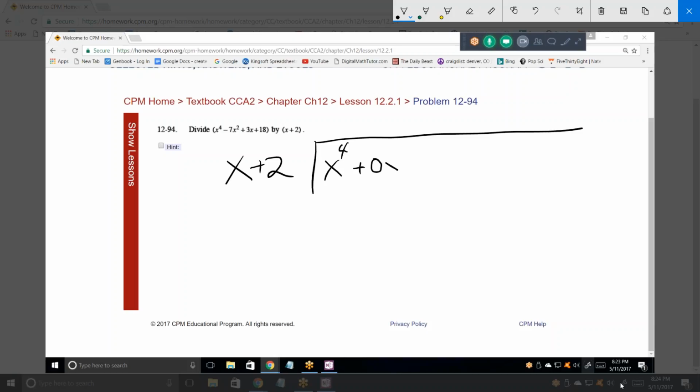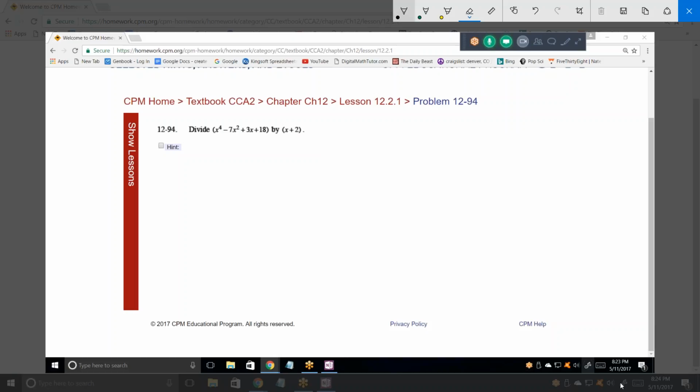Wouldn't synthetic just work easier? What's that? Using synthetic. Okay, I have no problem with that. Synthetic will definitely work on this because there's no coefficient in front of the x. But it does not eliminate the need for the 0, the dummy variable. In other words, what's got to go across the top is 1, 0, minus 7, 3, and 18.